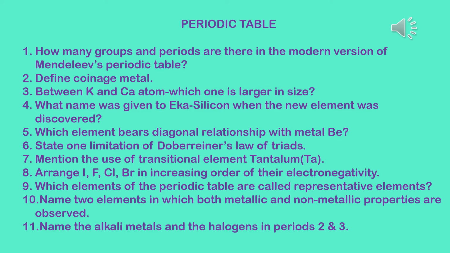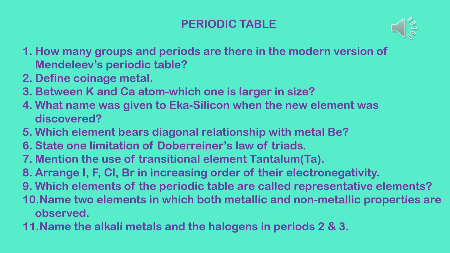Next question. Arrange iodine, fluorine, chlorine and bromine in increasing order of their electronegativity. That's a very important question in your test paper, I think so. So the answer is electronegativity wise, I less than Br less than Cl less than F. So highest electronegativity is fluorine and lowest one is iodine.